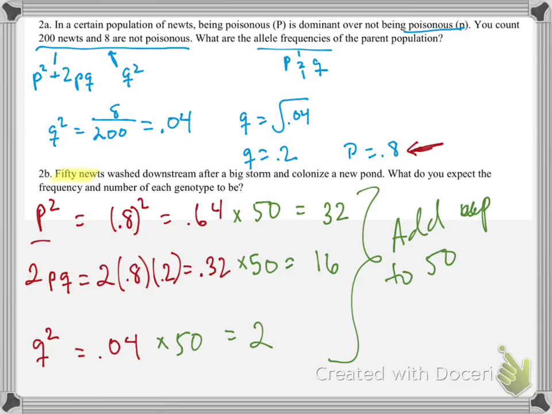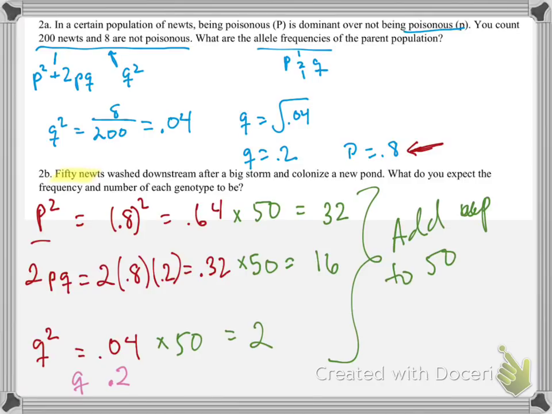That's because I'm taking into account each one of the different individuals. What you want to be really careful about, and a mistake that's often made, is that people use 0.2 right here. 0.2 again is Q, not Q squared. You have to make sure that you understand what it is you are attempting to find. I am attempting to find the number of individual newts in this population of 50 that should be homozygous recessive.